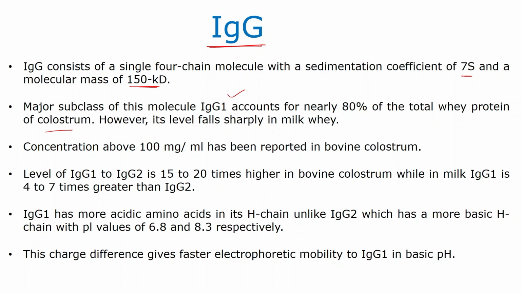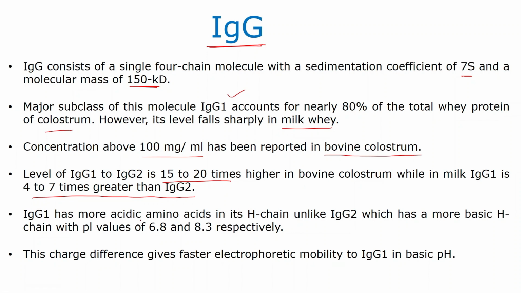However, its level falls sharply in milk. A concentration of above 100 mg per ml has been reported in bovine colostrum, even higher than 100 mg per ml. The level of IgG1 to IgG2 is 15 to 20 times higher in bovine colostrum, while in milk IgG1 is 4 to 7 times greater than IgG2. So we can see the difference in concentration.